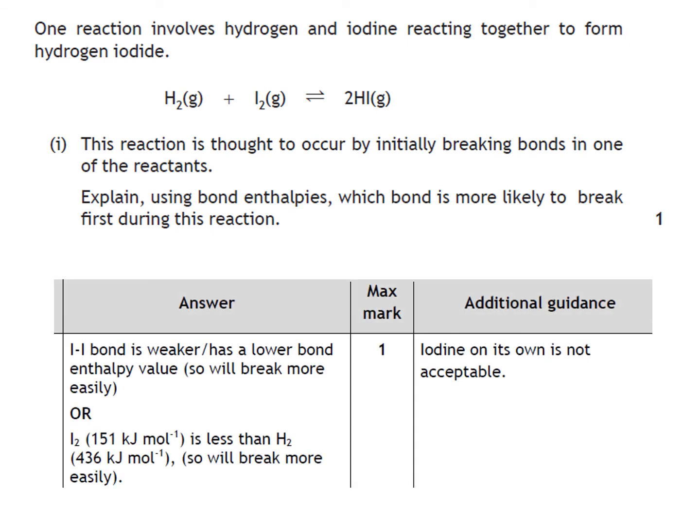So here you're looking for which of those two, the H2 or the I2, has got the lower bond enthalpy, because that will be the one that will break first. If you add heat energy to this mixture with H2 and I2, and then the 2HI as well, the one that has the lowest bond enthalpy would be the one that breaks first. Okay, moving on.